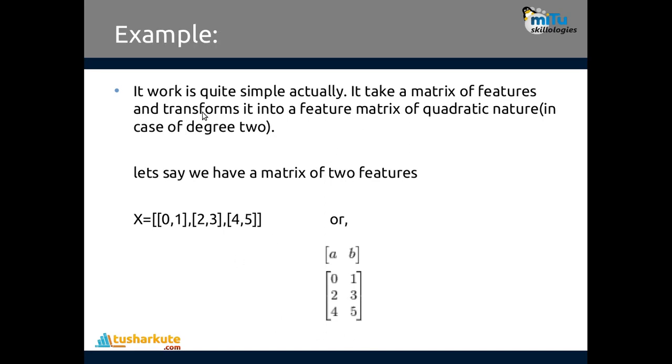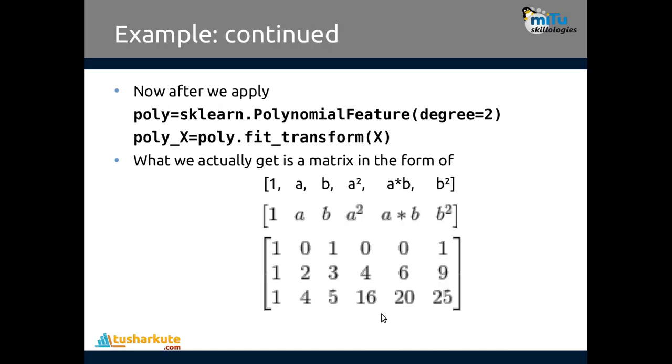It takes a matrix of features and transforms it into a matrix that is quadratic in nature, of degree 2. For example, I have x something like this. Two features are present inside it: a is 0, 2, 4 and b is 1, 3 and 5. In this way the matrix is formed. Now how will polynomial features be applied? This is the example from scikit-learn, sklearn. Polynomial features, I am maintaining degree 2 there, and the object is created, and when you fit and transform the data into polynomial feature format, let's see how it is converted.